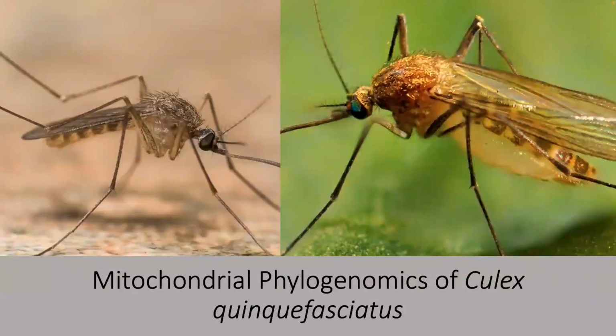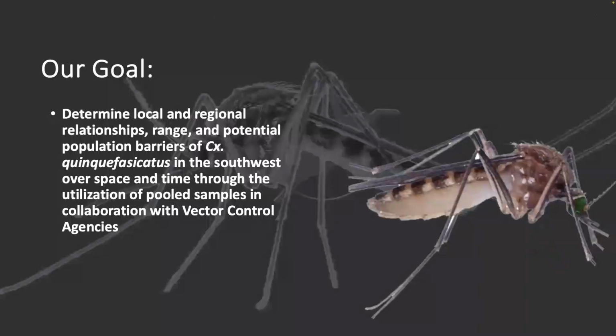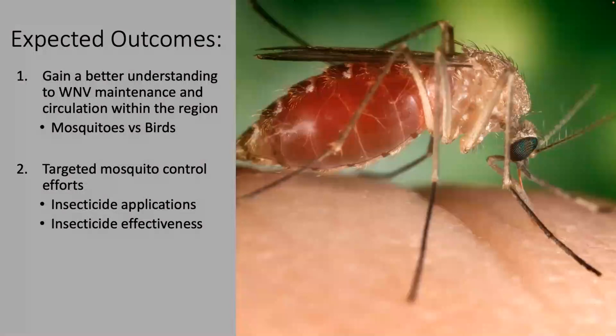And so now we're going to shift into mitochondrial phylogenomics of Culex quinquefasciatus, the vector for West Nile virus within Maricopa County. And so our goal of performing phylogenomic analysis is to determine the local and regional relationships, range, and potential population barriers of Culex quinquefasciatus in the Southwest over space and time through the utilization of pooled samples, so that we can collaborate with our vector control partners. And so we expected to gain a better understanding of West Nile virus maintenance and circulation within the region.